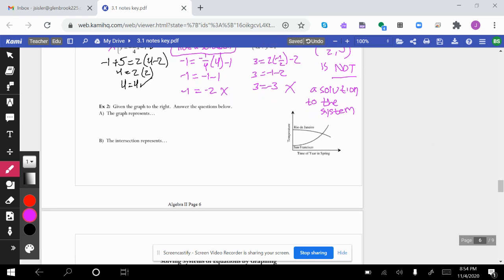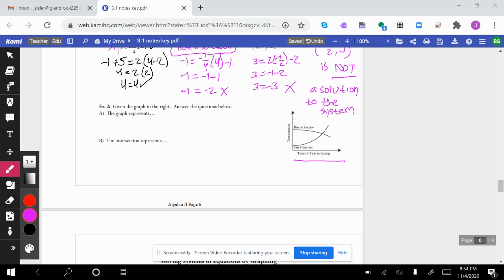Okay, so let's look at an example in graph form. We're given a graph over here to the right where we have temperature on our y-axis and the time of year in spring on our x-axis. And we're given two cities: Rio de Janeiro, which is in Brazil, and San Francisco, which is in California. And so the first thing that we're answering is, what does the graph represent?